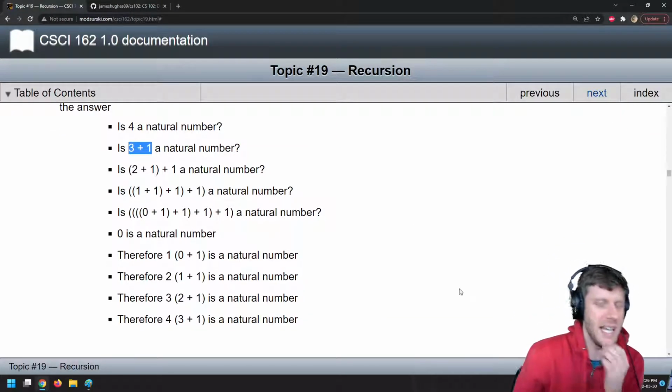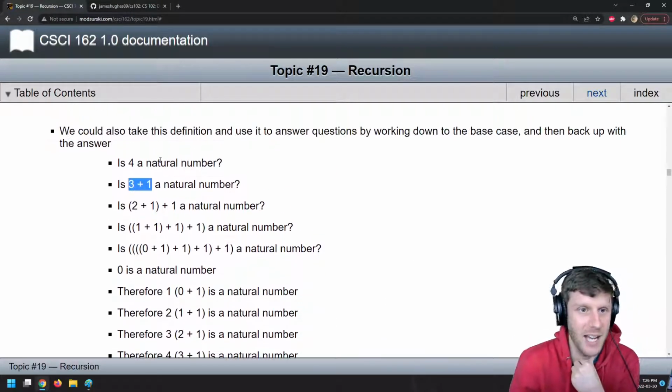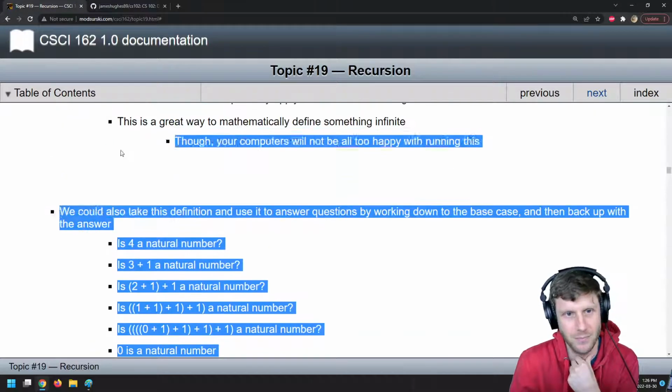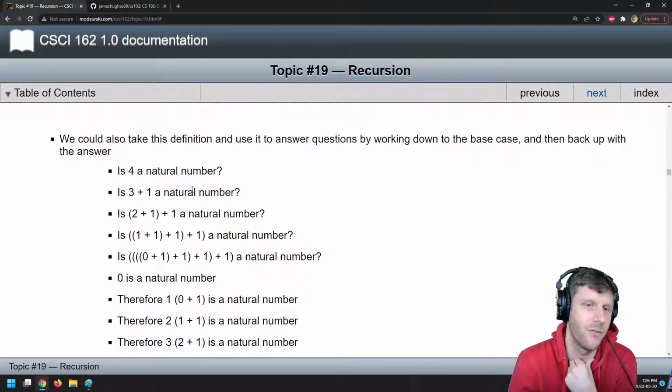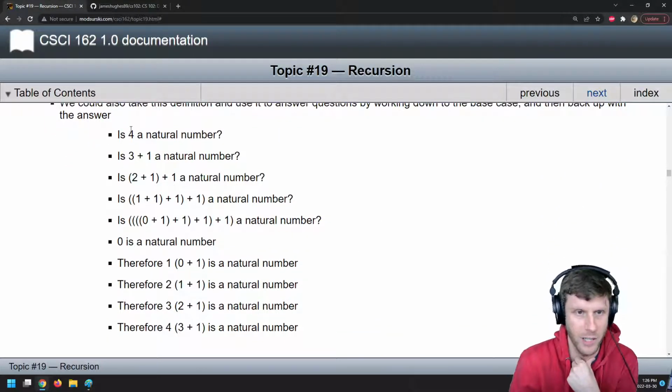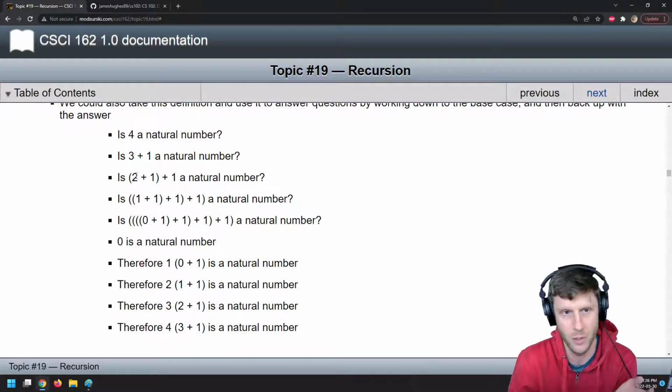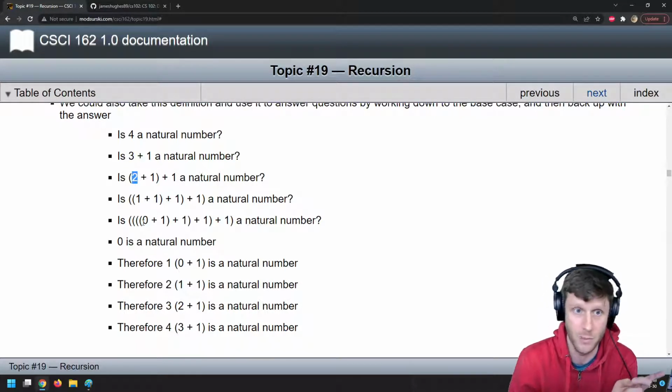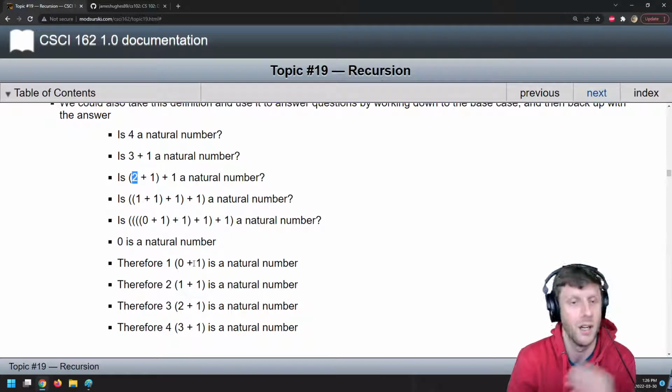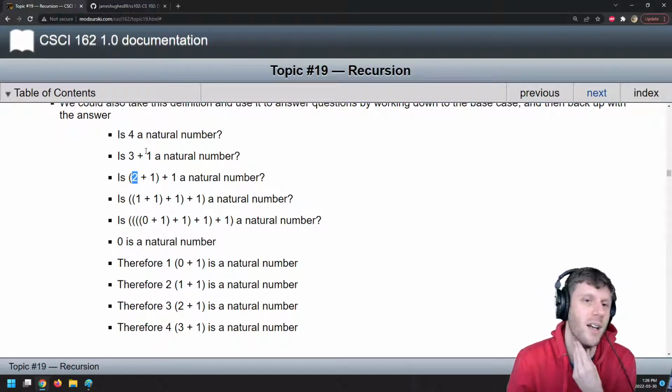Now, what's kind of neat here, though, is let's say I just figured this out, right? I ask you, okay, is 4 a natural number? And you're like, okay, well, if 4 is a natural number, I need to know if 3 is, and then I need to know if 2 is, and then 1, if 0 is, and 0 plus 1 is 1, and that's a nat. Instead of doing all that, what if I asked you if 5 is a natural number?